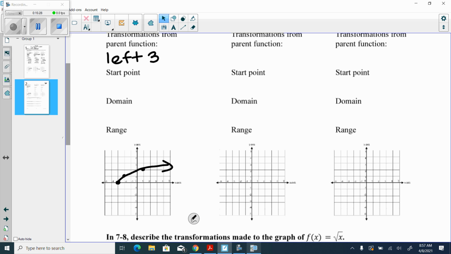Okay, so where's my new start point? Very good. Okay, and what's our domain on this one?